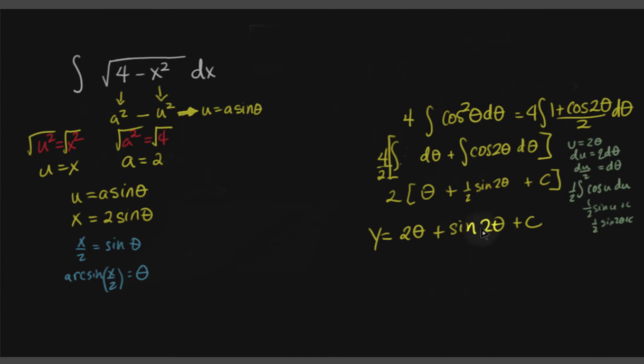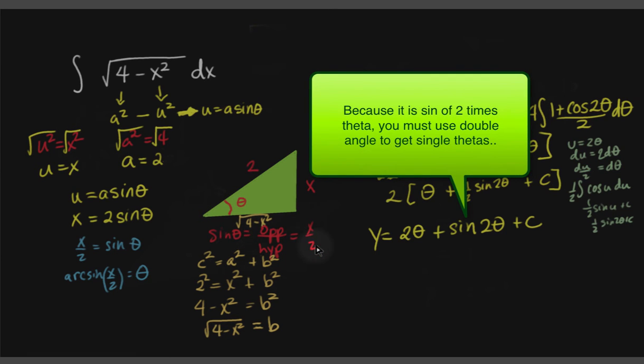Now what we need to do is figure out what's going on here with this sine 2 theta. You're going to take your sine theta is x over 2 and create this triangle. If you remember, sine is opposite over hypotenuse. So there's your opposite over hypotenuse. Then use your Pythagorean theorem to get the missing leg. And then cosine would be the adjacent over the hypotenuse.